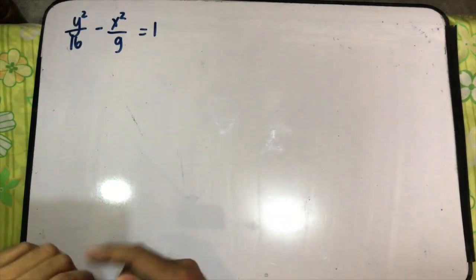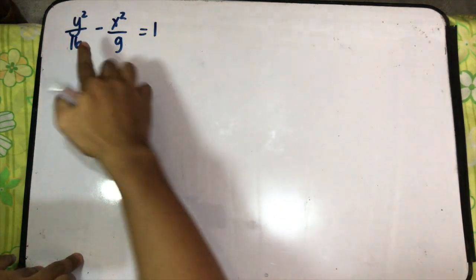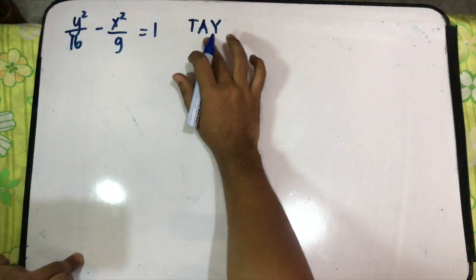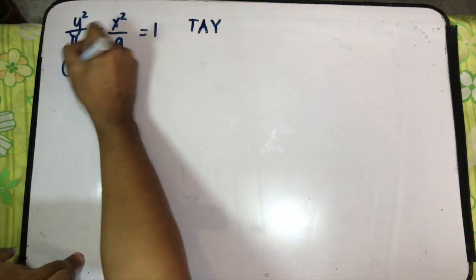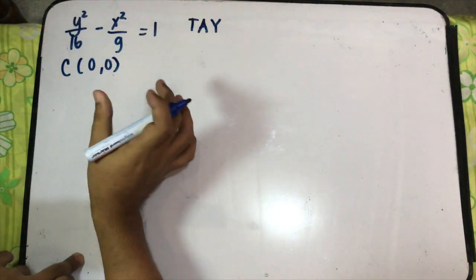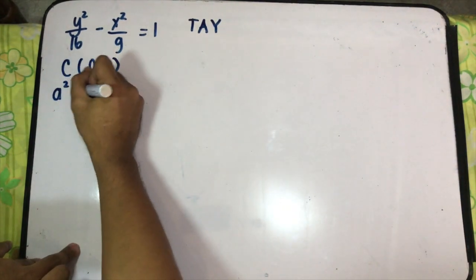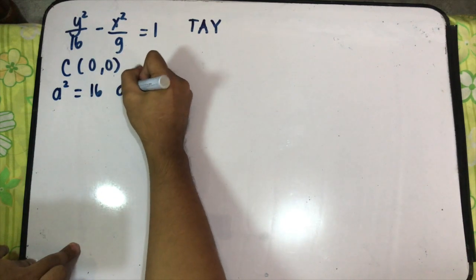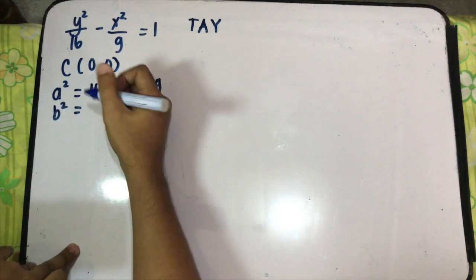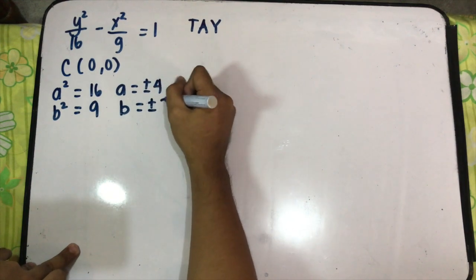So let us first identify the transverse axis or our major axis. Because y squared is positive, therefore the transverse axis is vertical. So the center is located at point (0, 0). We all know that whichever is positive becomes the a squared. So we have a squared is equal to 16. Therefore, solving for the value of a, we have plus minus 4. We also have b squared, which is 9, so b is equal to plus minus 3.